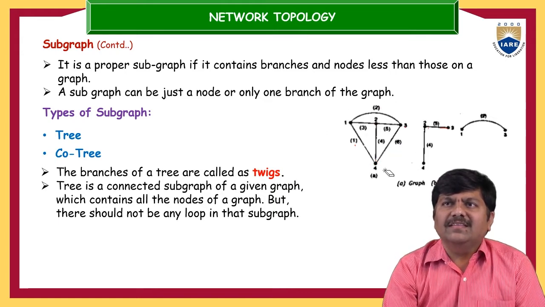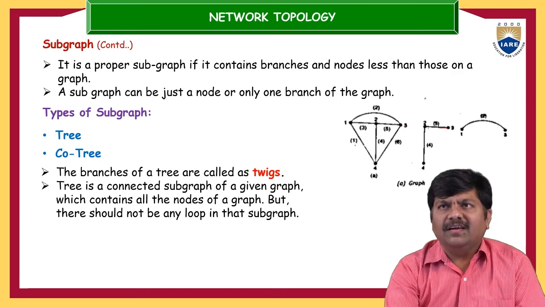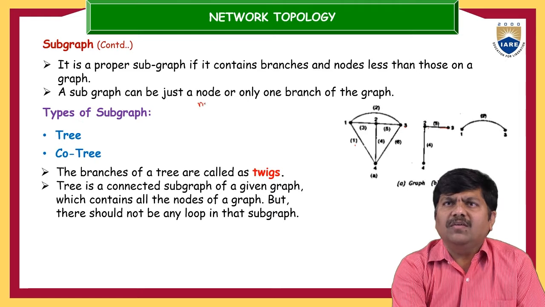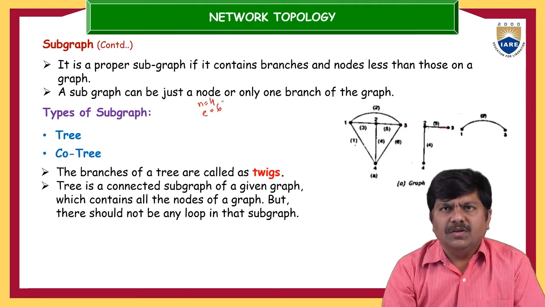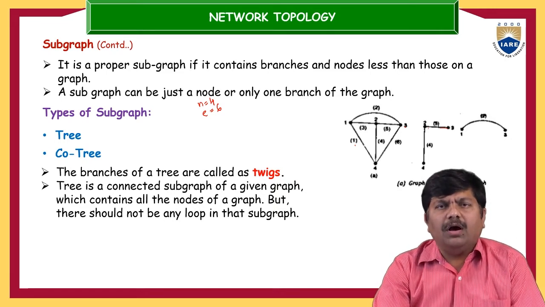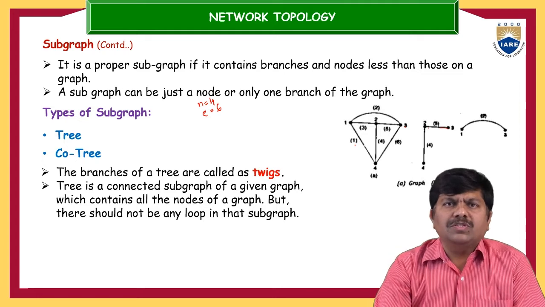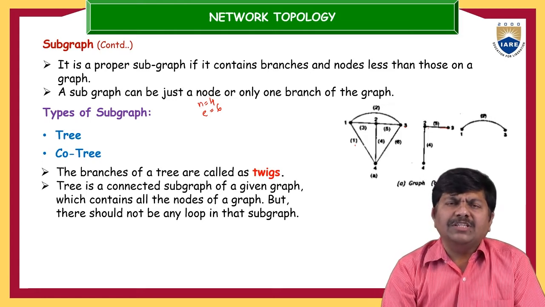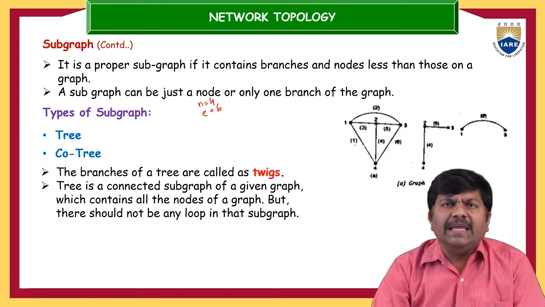So let me take the same particular graph as it is. The graph has 4 nodes and the elements are nothing but the 6 elements. As per the definition, the tree should have all the nodes: node 1, node 2, node 3, node 4 must be there, along with whatever branches, and there should not be any closed path. Such a type of subgraph is going to be called a tree.